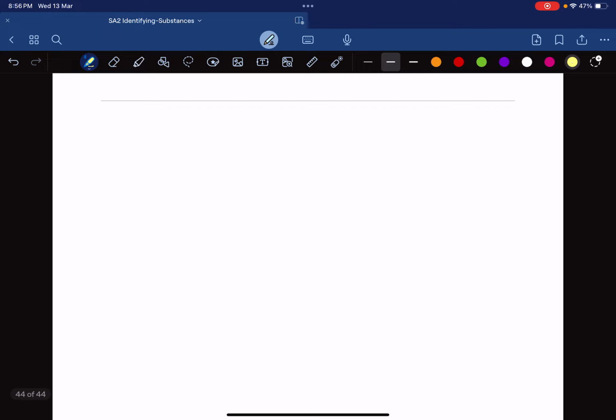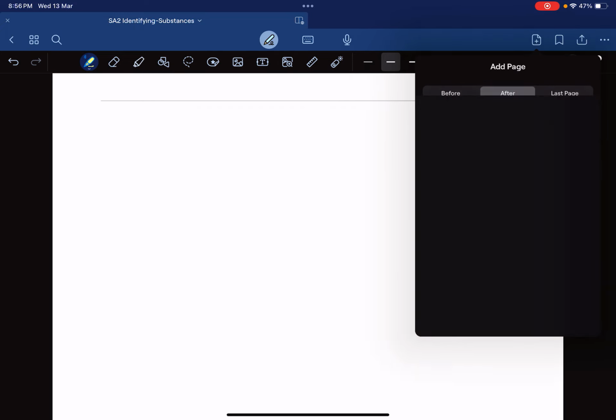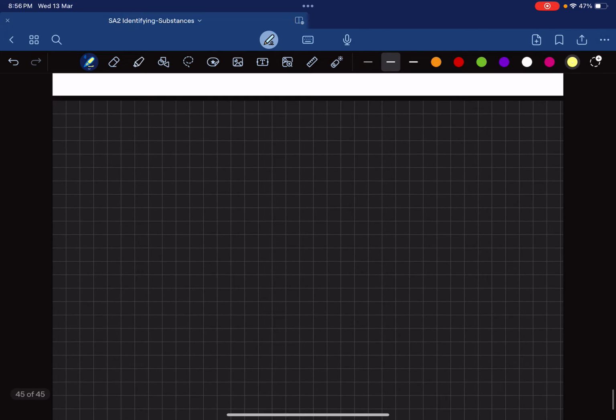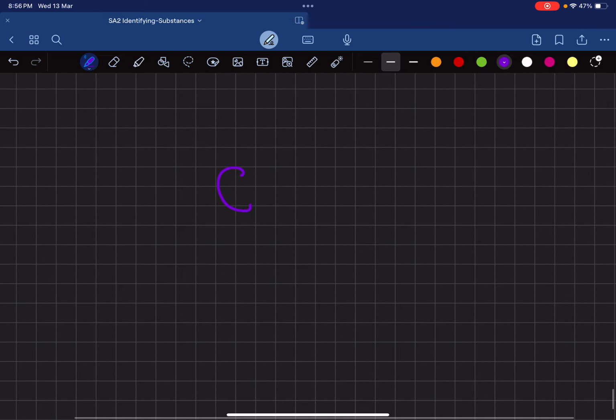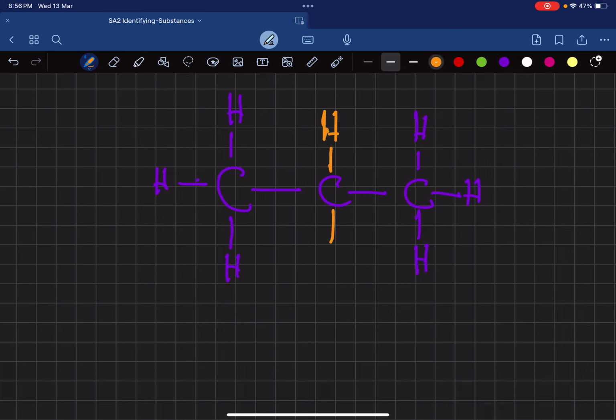So let's say, I'm going to add a page here. Let's say we have a signal. Let's start with something simple. Let's say we have carbon, and then another carbon, and another carbon. This is what I showed you earlier. These purple hydrogens are in the same environment, and these yellow hydrogens are in the same environment.